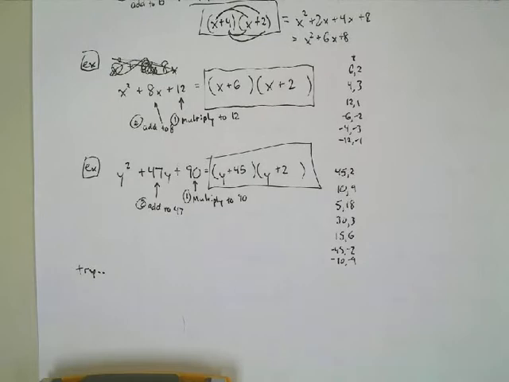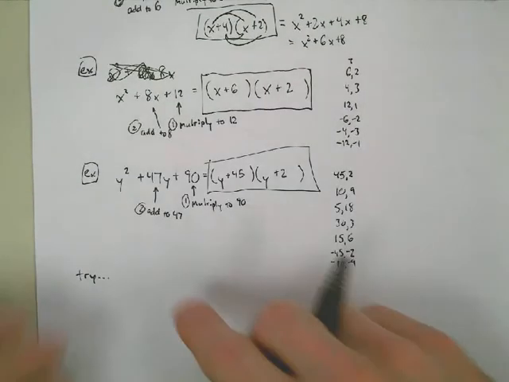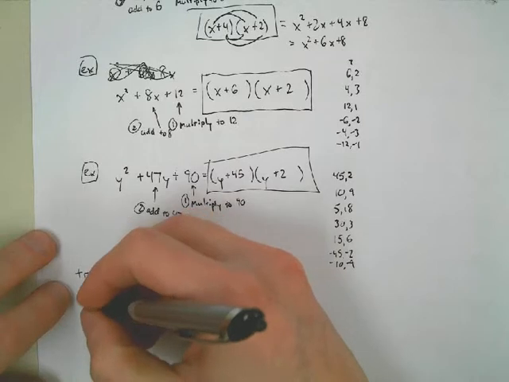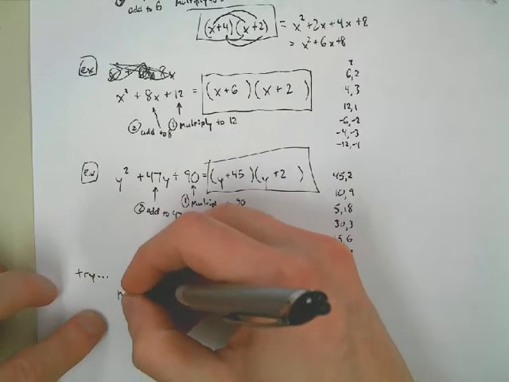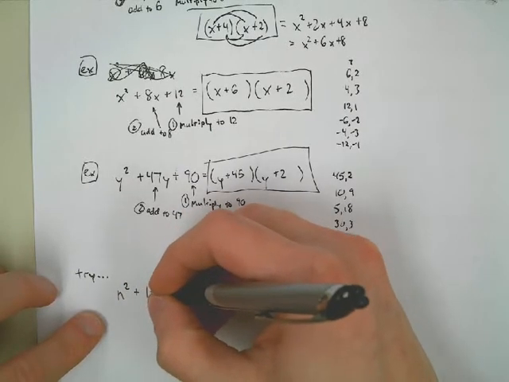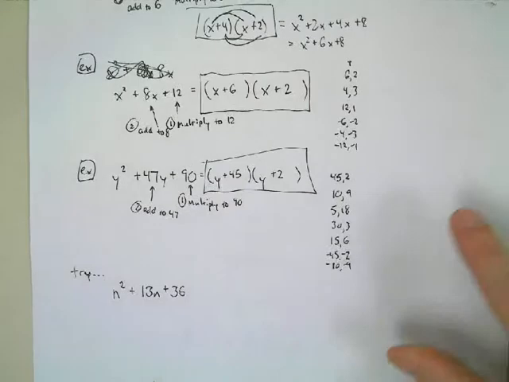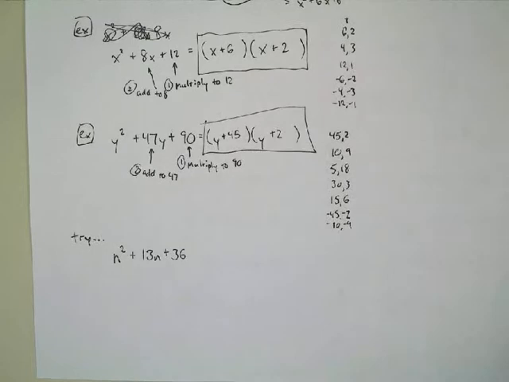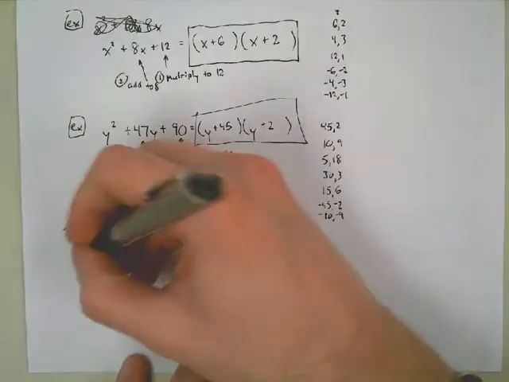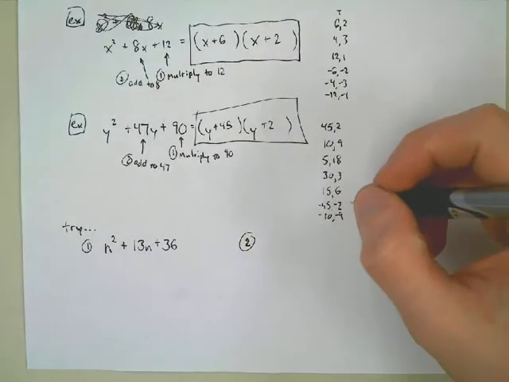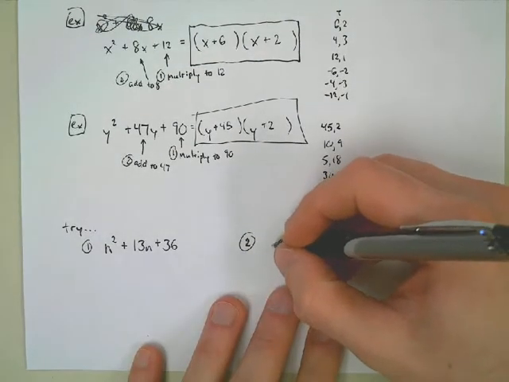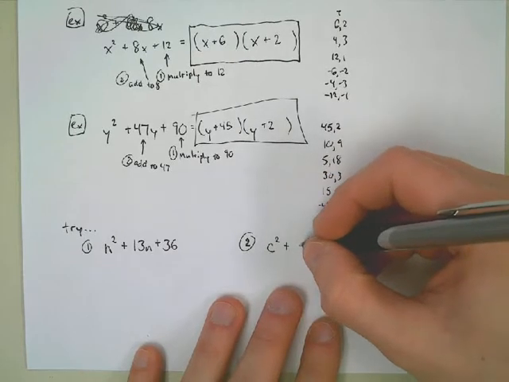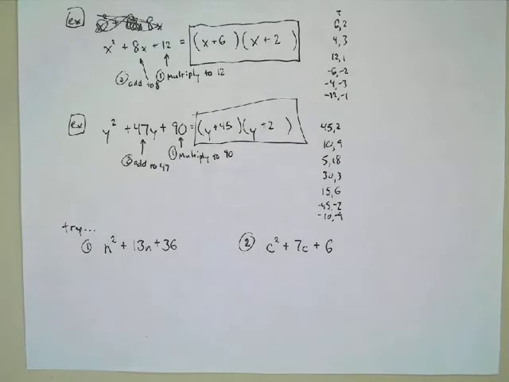All right. Let's take a look at one. Let's try this one: n squared plus 13n plus 36. Oh, I'm going to give you two, actually. So try that one, number one, and then number two: c squared plus 7c plus 6. Okay? So try those two. N squared plus 13n plus 36, c squared plus 7c plus 6.